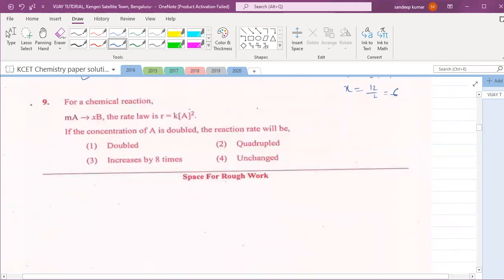Question number 9. This is a chemical kinetics question. A gives rise to P. The rate law is given; it is a second order reaction. If the concentration of A is doubled, what will the reaction rate be? If A is doubled, it becomes 2 times, so 2 to the power 2 means 4 times: 4 into K into A square. So it is quadrupled. Second option.